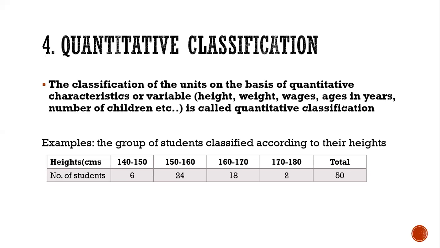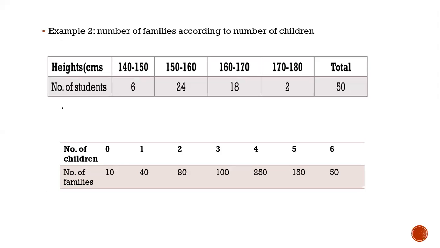I have given an example over here. In these two examples, I have done heights 140 to 150, 150 to 160. One more example I've given you: number of children, normally 0, 1, 2, 3, 4, and number of families. One second, I'll just change the screen.